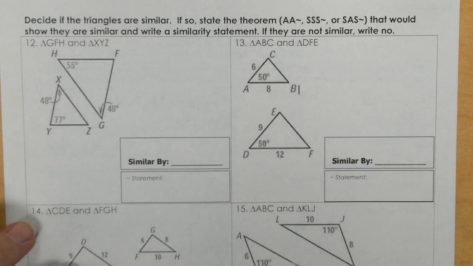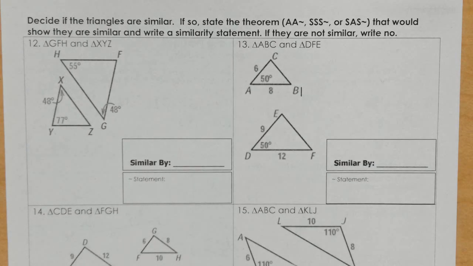Okay, for the back, it says decide if the triangles are similar. If so, state the theorem that they're similar by. So angle, angle, side, side, side, or side, angle, side. That would show that they are similar, and write a similarity statement. If they are not similar, just write no.